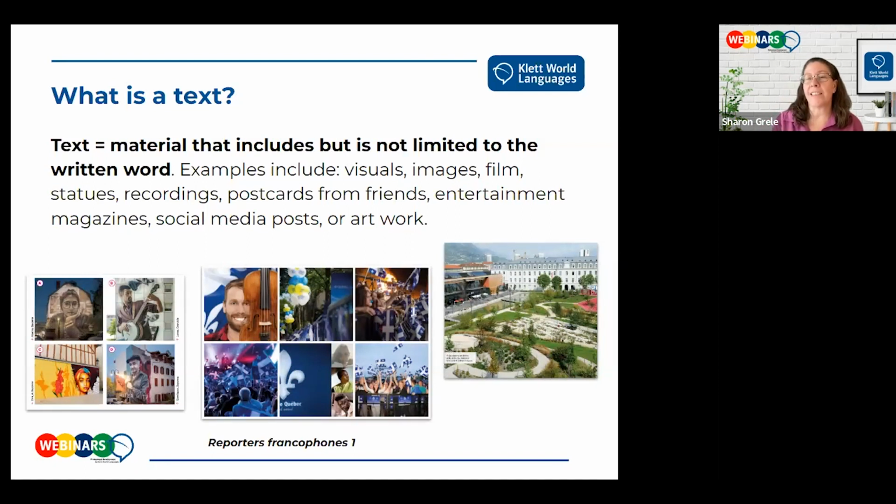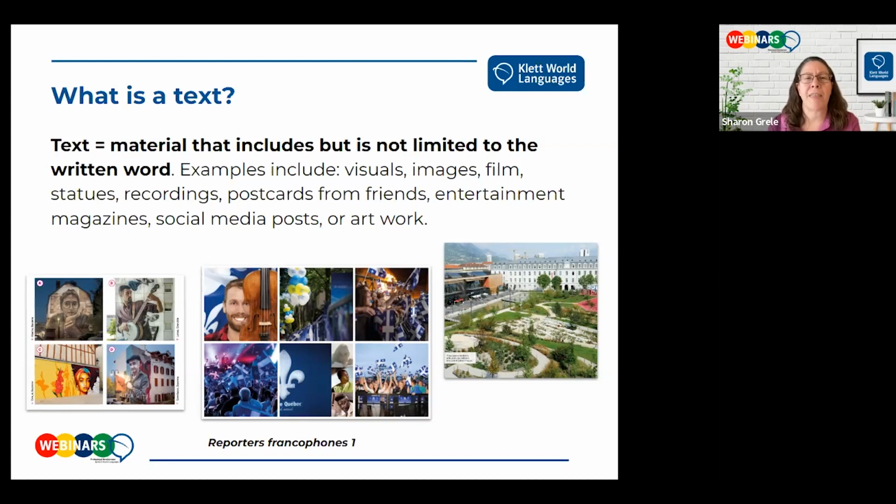You could have a text that's a visual, film, statues and artwork, postcards, as someone said, magazine articles, songs, social media posts, all of those things. Maps are considered text. It does not only have to be written. And I saw a lot in the Padlet of the written word, but just know it does not have to be a written word. If you look at some of these images that come from the Reporter textbook, we have some murals.